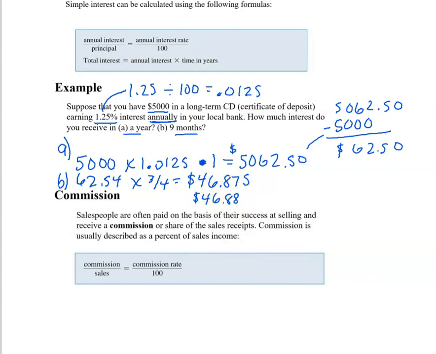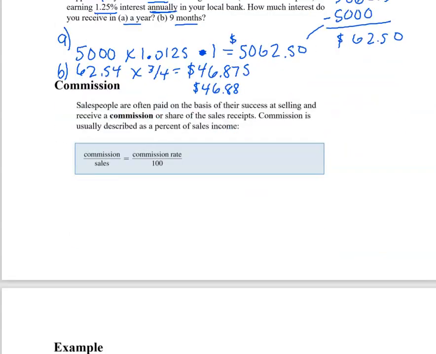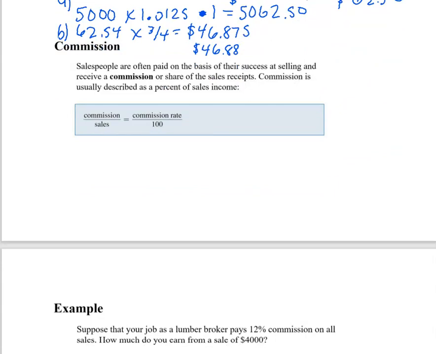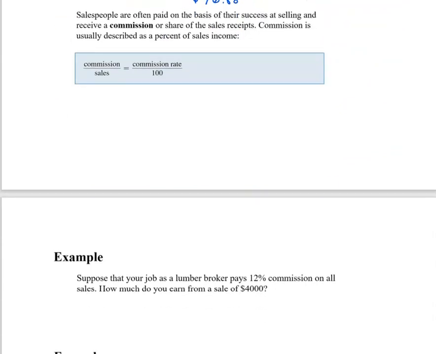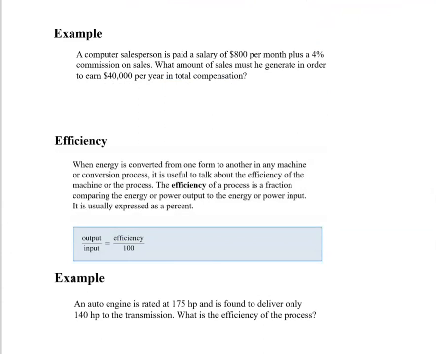So commission, let's talk about commission. Commission is that part that you make on top, like if you sell a vehicle and you get 5% commission for that. That's what you make for selling something, right? So a computer salesperson is paid a salary of $800 per month plus a 4% commission on sales. What amount of sales must he generate in order to earn $40,000 per year in total commission? Well, or in total compensation.